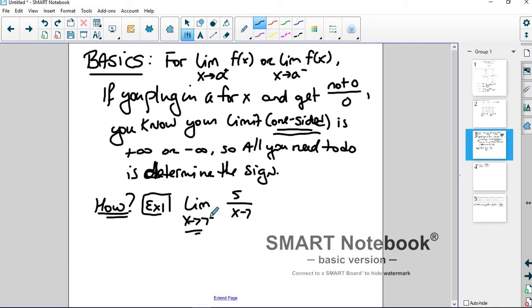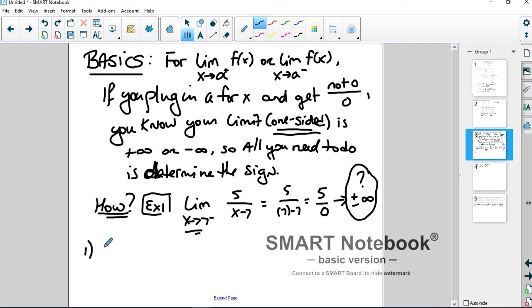Take the limit as x goes to 7 from the left of 5 over x minus 7. So we plug it in. Plug in 7, and you get 5 over 0. So that tells me I'm going to get plus or minus infinity. Now the question is which one? How do I determine it? Well, there's two ways to do it.